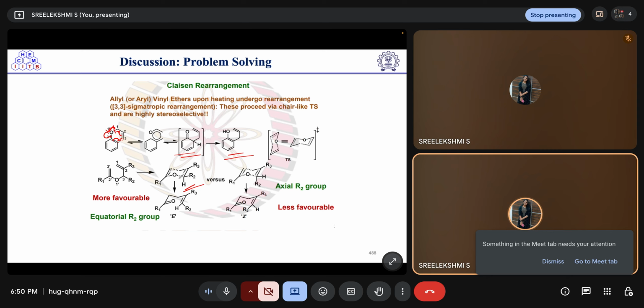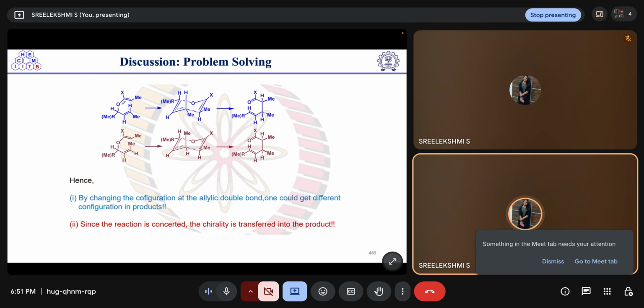So if we see these two possibilities, this is possible, and this is also possible. The difference between these two is the position of the substituents R2 and H. Here this R2 is equatorial and here R2 is axial. We know that bulkier groups prefer the equatorial position rather than the axial position. So this will be the favored transition state, and it will give rise to this E product, and the Z product from the other transition state will be less favored.